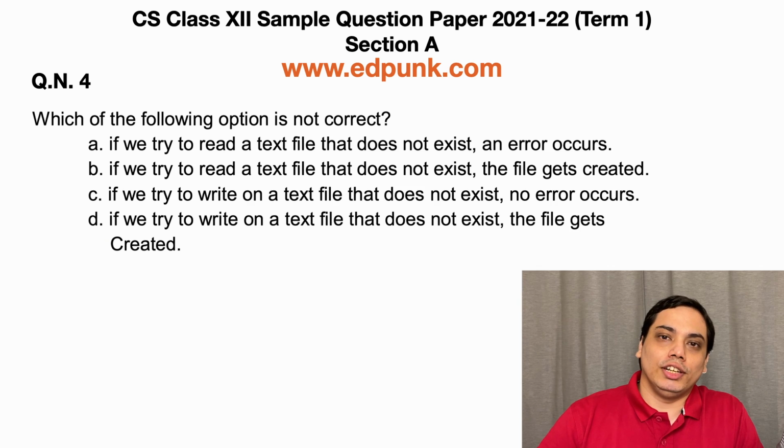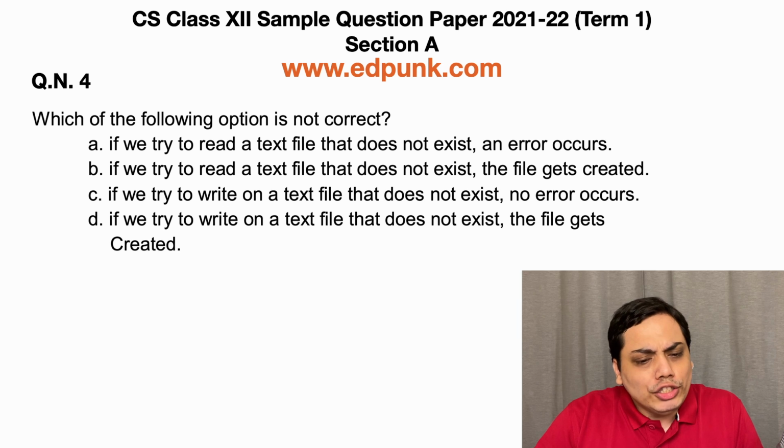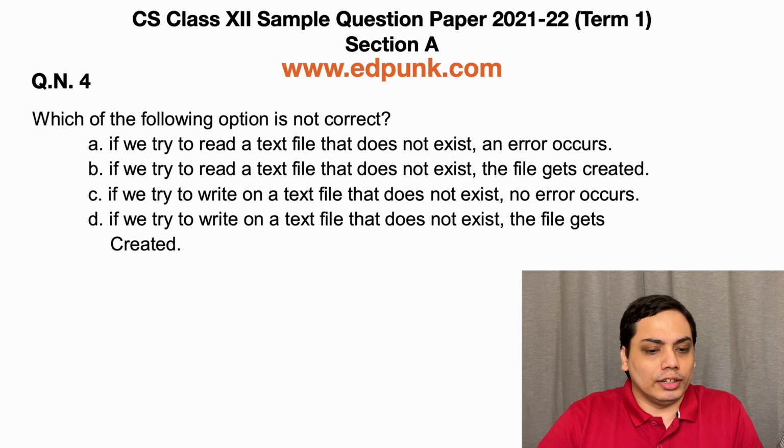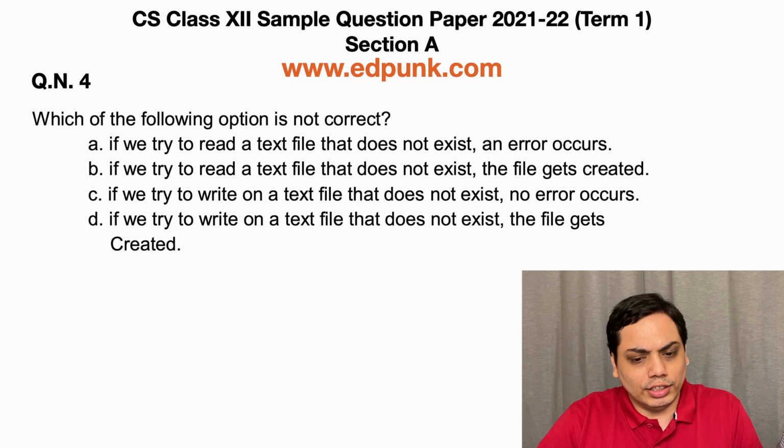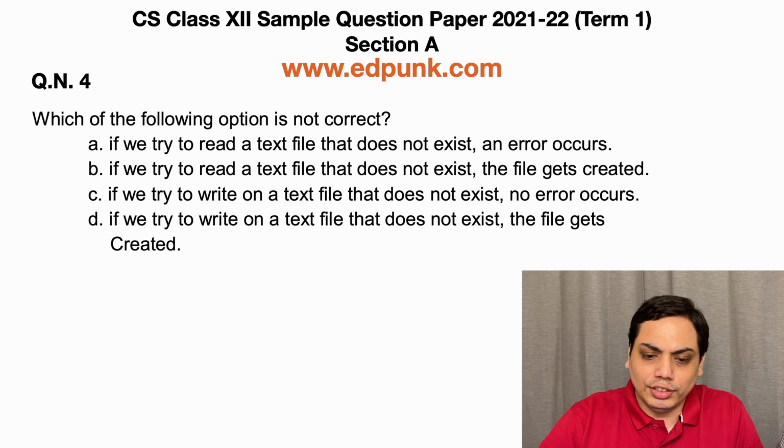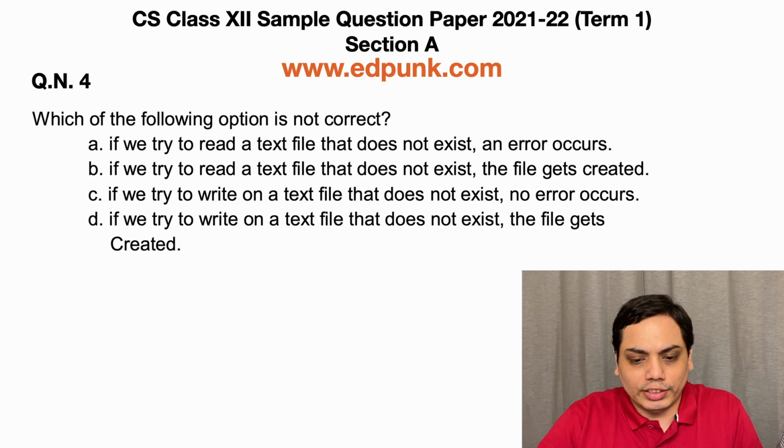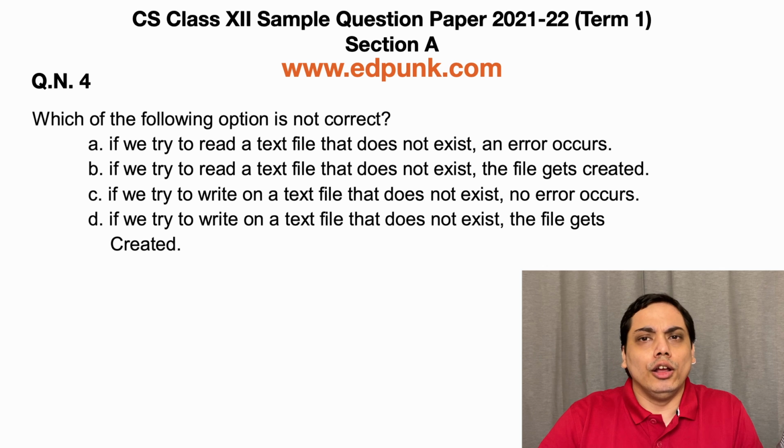Moving on to the next question, question 4. Which of the following options is not correct? Option A. If we try to read a text file that does not exist, an error occurs. Option B. If we try to read a text file that does not exist, the file gets created. Option C. If we try to write on a text file that does not exist, no error occurs. And option D. If we try to write on a text file that does not exist, the file gets created.